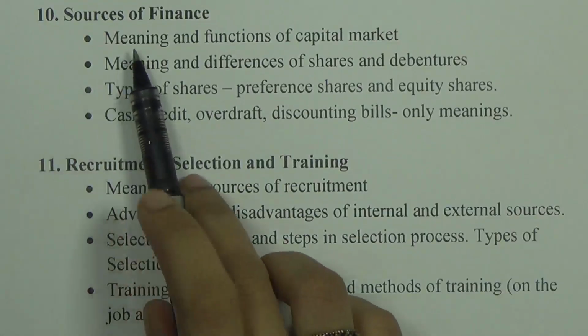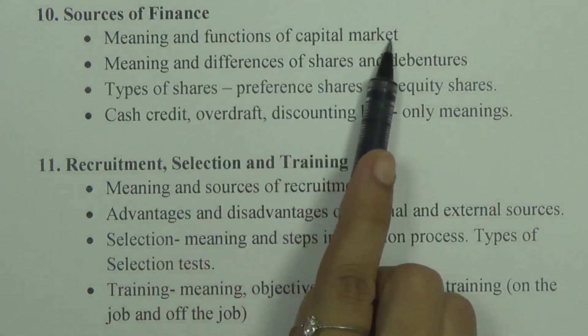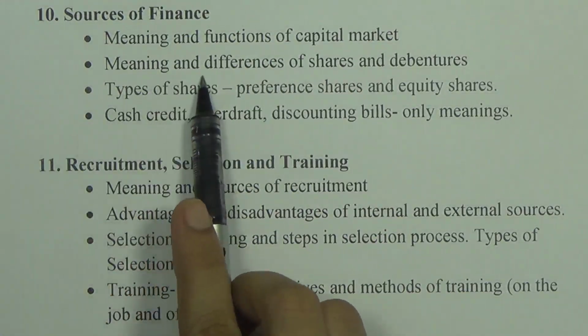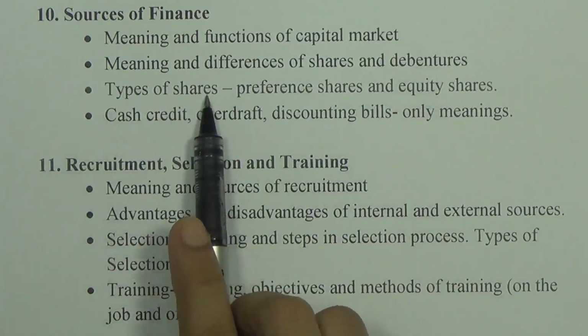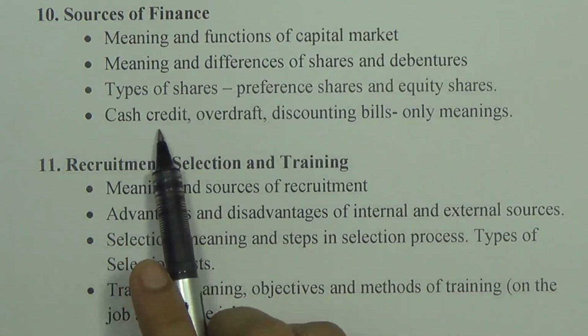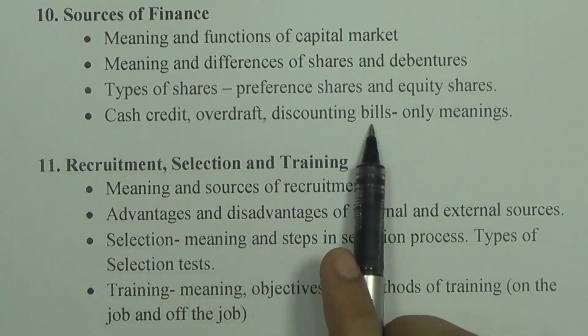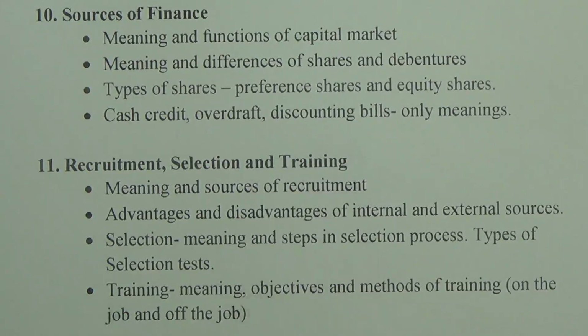Chapter 10, sources of finance: meaning and function of capital market, meaning and differences of shares and debentures, types of shares, that is preference shares and equity shares, cash credit, overdraft, discounting bills. Of these three, only meaning is required for you to remember.